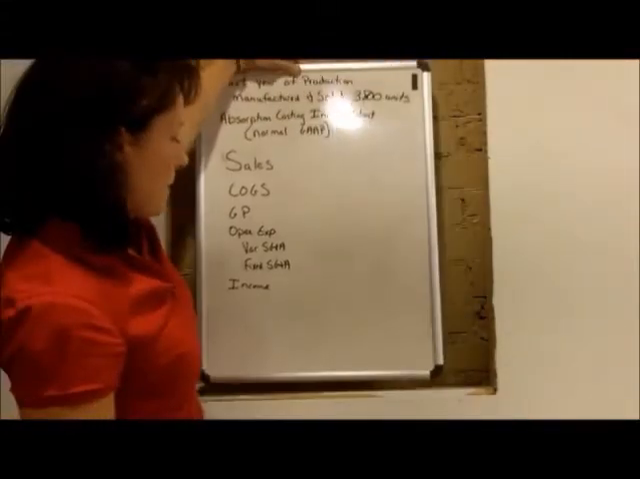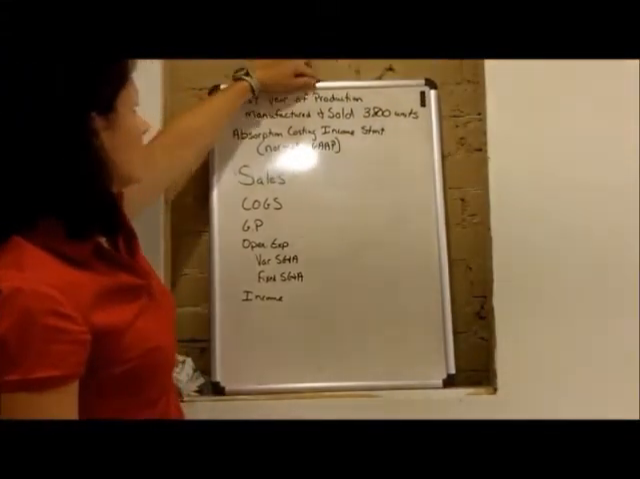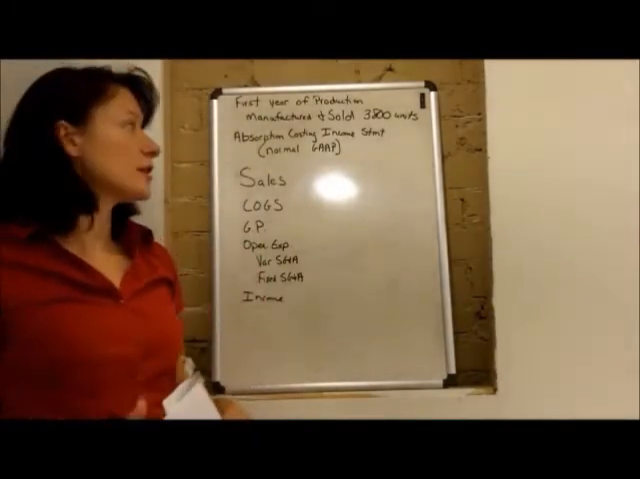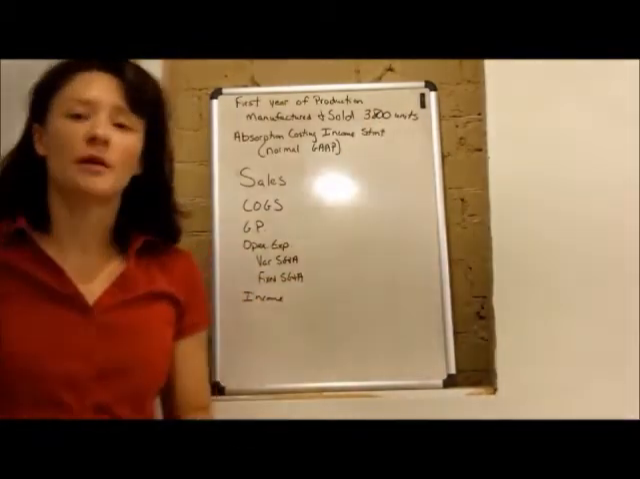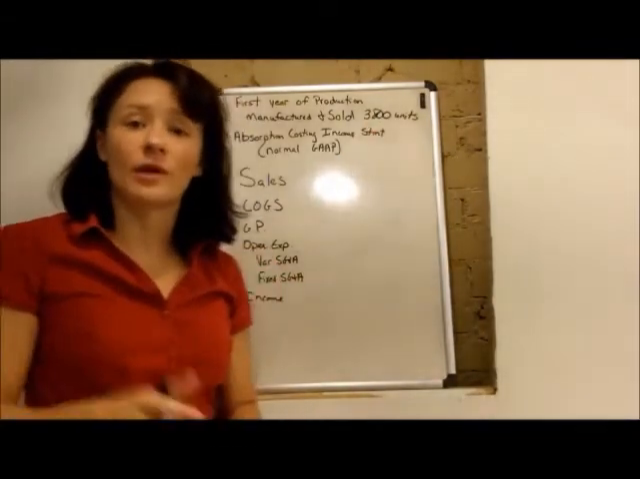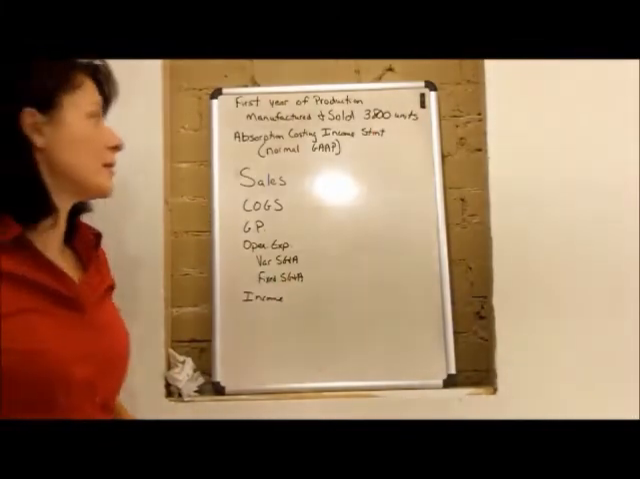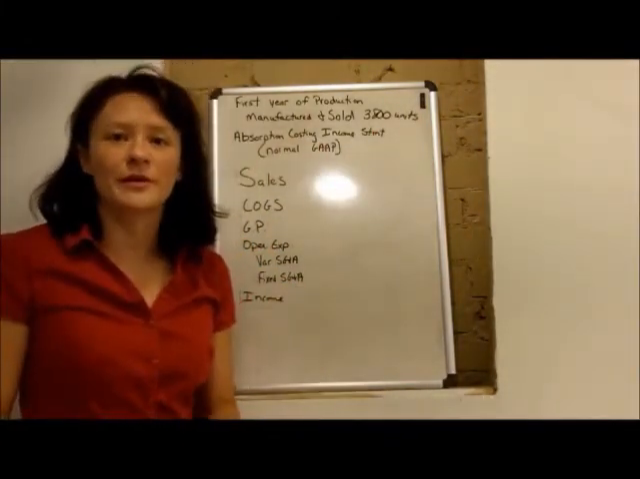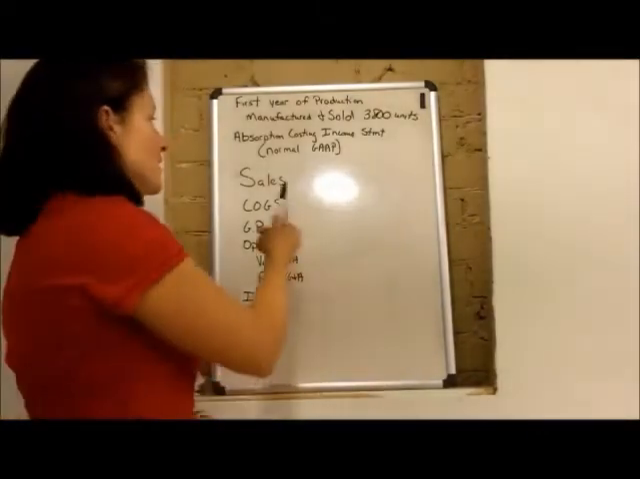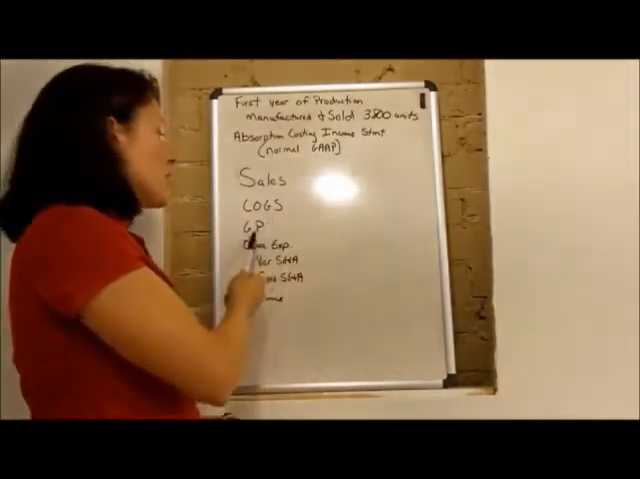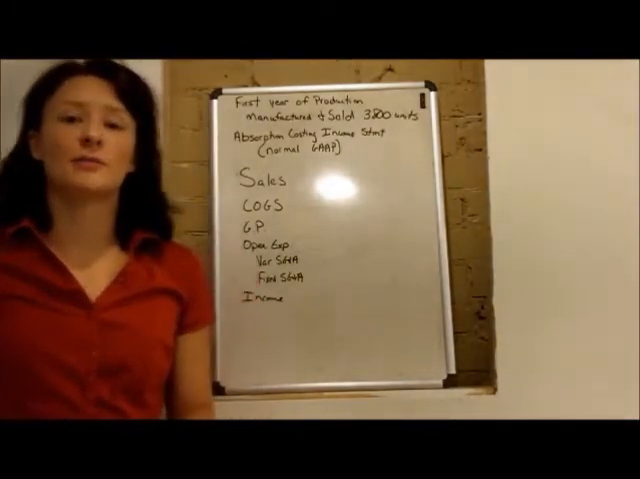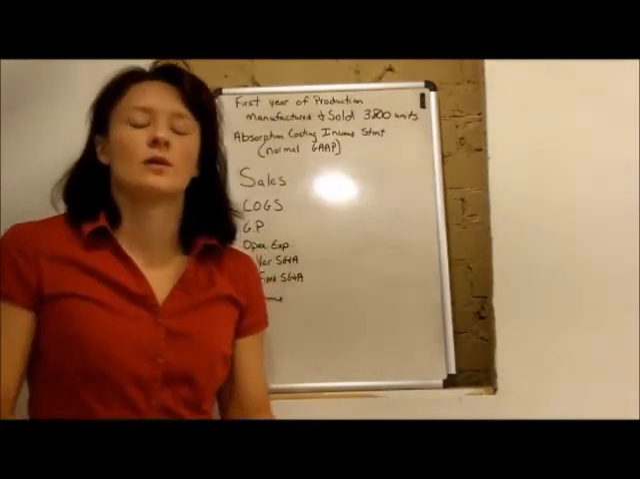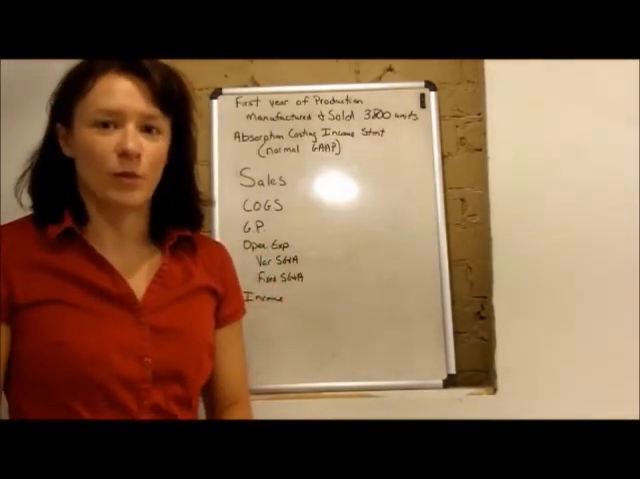Let's assume during their first year of production, they manufactured and sold 3,800 units. So they manufactured and sold exactly the same number. An absorption costing income statement is the one you should be familiar with, a normal GAAP income statement. You have sales, less cost of goods sold to get you gross profit, less the operating expenses, both variable and fixed, to get you pre-tax income.